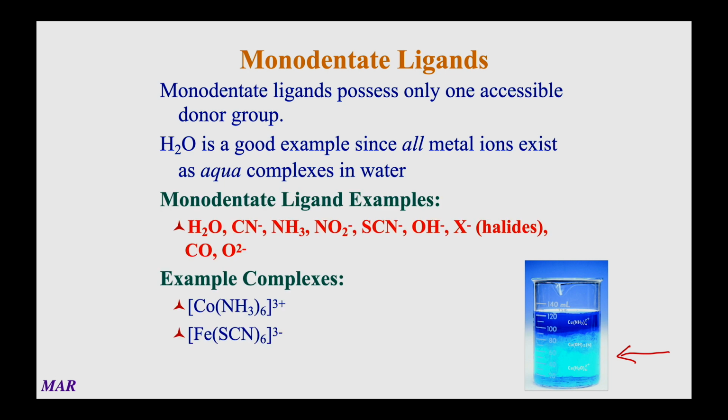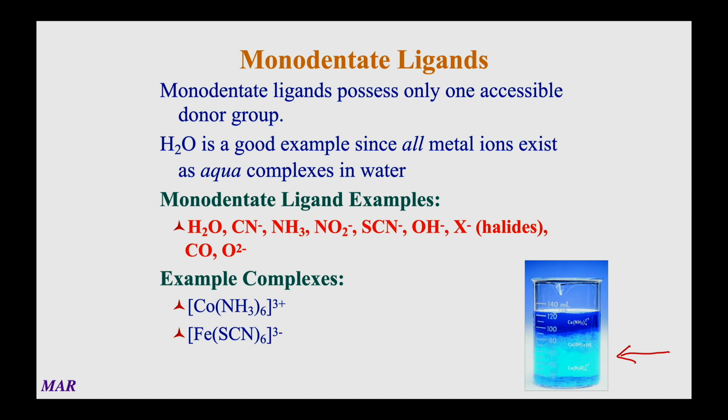Now there's lots of monodentates, all right? We've already seen examples of cyanide, CN-, ammonia, NH3. You can have nitrites, NO2, thiocyanides, SCN, hydroxides. You can have the different halides. CO is actually a possibility, a carbon monoxide. We'll talk about that in a little bit. Even oxide once in a while is a monodentate ligand. So we've seen lots of examples of these already, but here's some more.